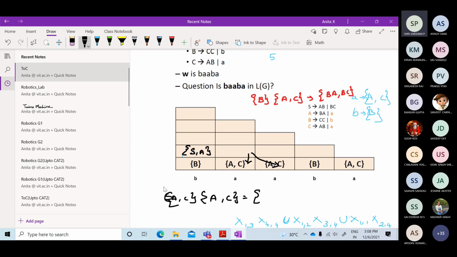What about the cross product? A, AC, AC, CACC. Among these four, what are the production rules which derive these things? CC is derived by... AA is not there, AC is not there, CA is not there. CC is derived by B. So I'm going to make the entry of B here.